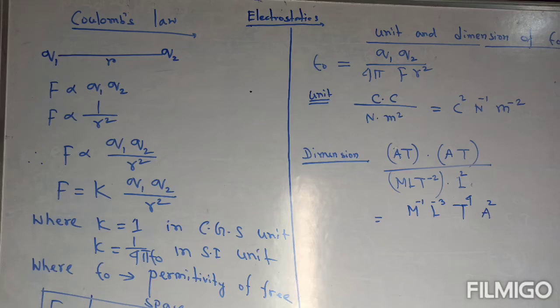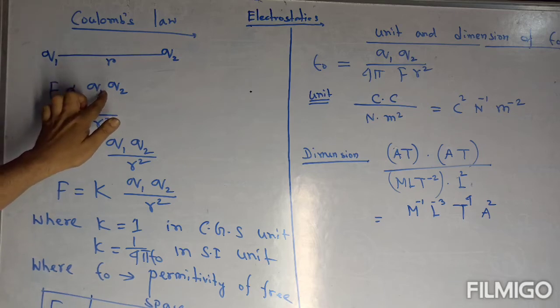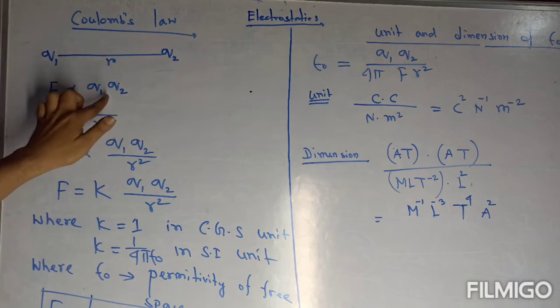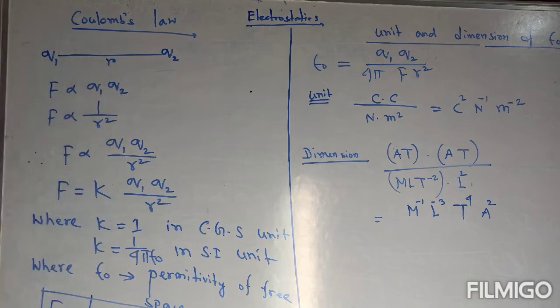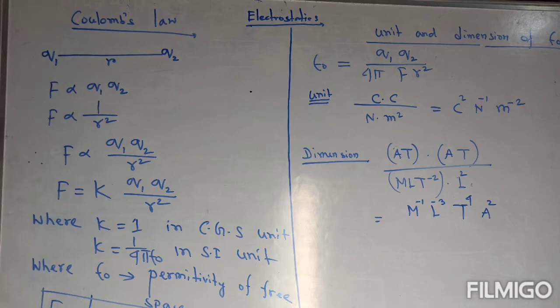A force will be acting between the two charges, right? Maybe attractive force, maybe repulsive force. Now the question is, what will be the force? The force will be directly proportional to the product of these two charges, that is Q1 and Q2, and also inversely proportional to the square of the distance between these two charges. Because what is the distance between these two charges? The distance between these two charges is r.